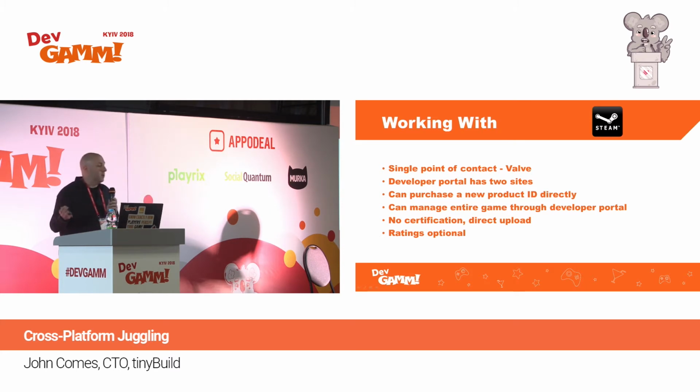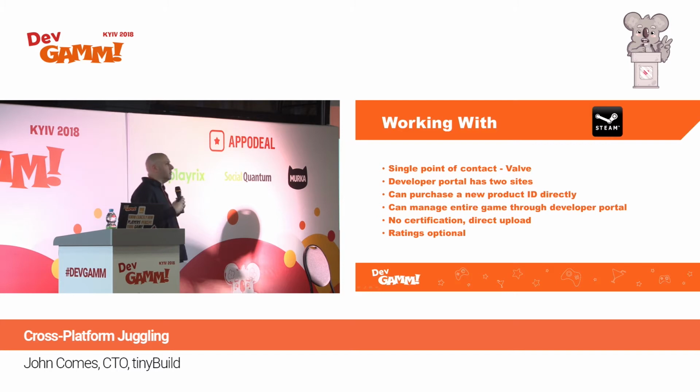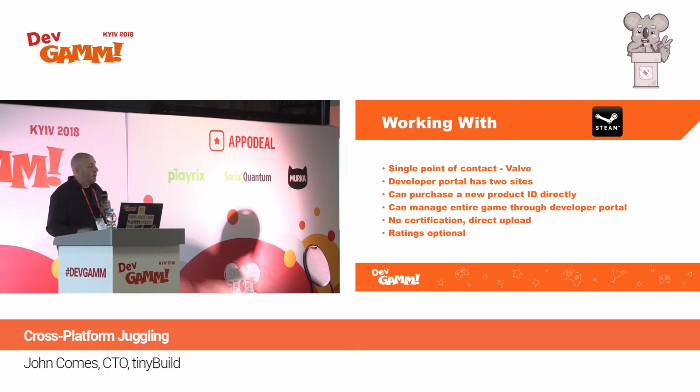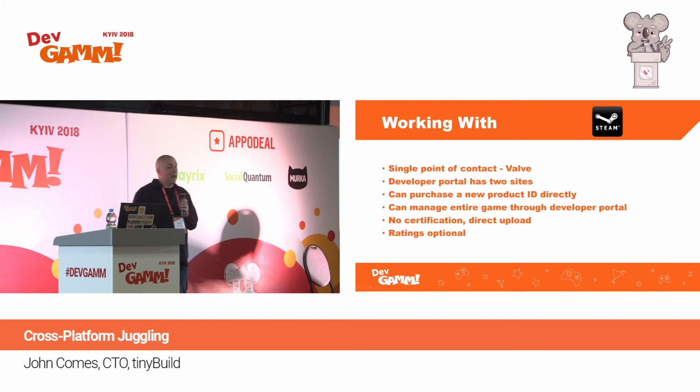With Steam, you can purchase a new product ID directly. It used to be that you had to contact them and find a developer relationship person, and then they'd give you an ID. And then they did Steam Greenlight, which was you could put forth a game idea on their site, and everybody could vote on it. You get a title ID that way. Now you can just buy one for $100, very similar to iOS and Android. You can manage the entire game through the developer portal. Until it gets to the point where you might want to run sales or promotions, you can literally put a game on Steam with hardly ever talking to a Valve person.